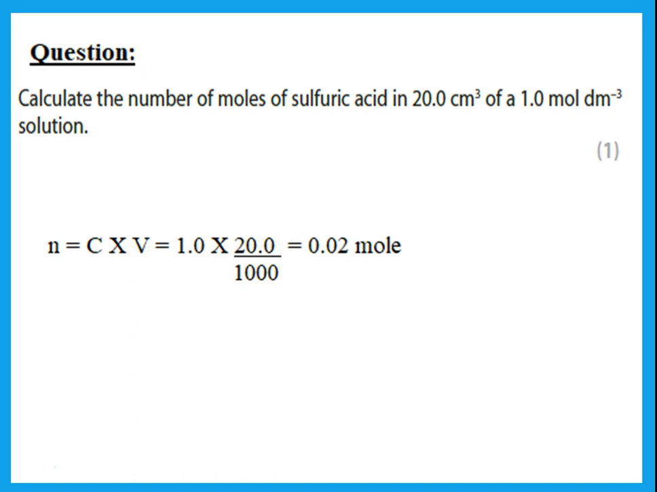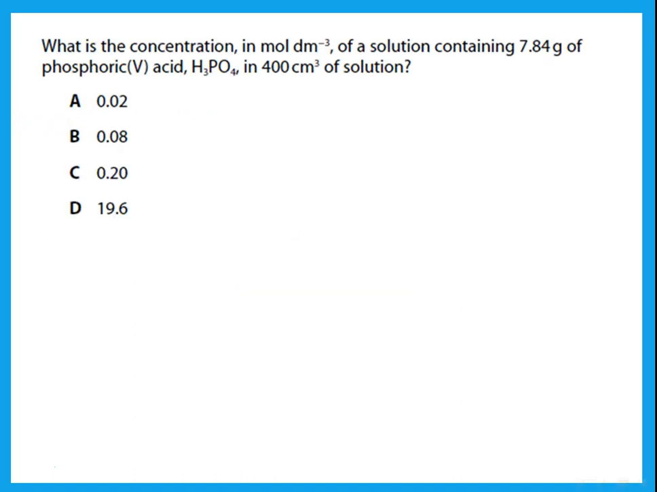Remember, the volume that you put into the equation has to be in decimeter cubed. So if he gives it to me in centimeter cubed, I have to divide by 1,000. Once I do that, I get 0.02 mole of sulfuric acid. Do you understand that? Okay.